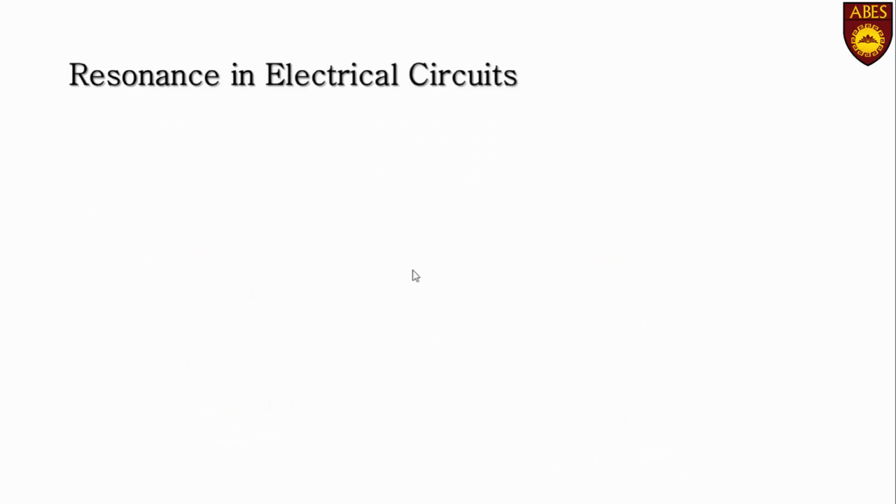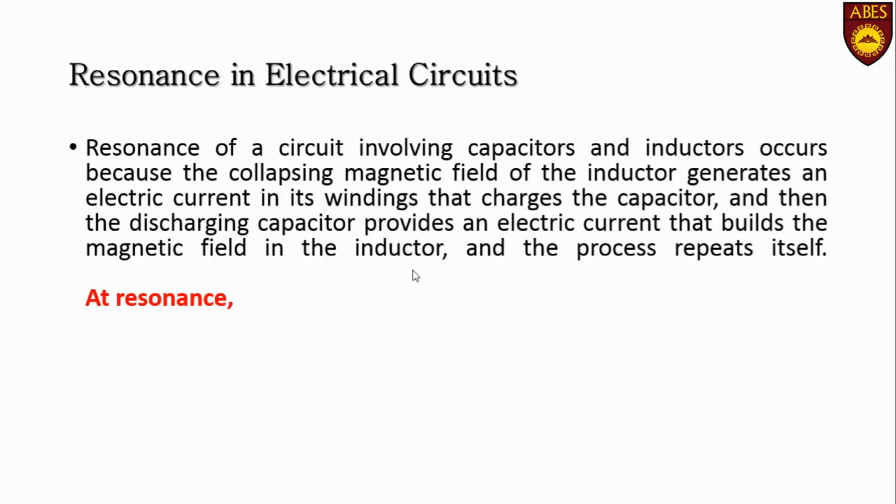So we'll now discuss resonance in these electrical circuits. Resonance of a circuit involves capacitors and inductor. The magnetic field of inductor generates an electric current in its winding that charges the capacitor, and then the charging of capacitor provides an electric current that builds the magnetic field in the inductor, and the process repeats itself. But what happens at resonance?